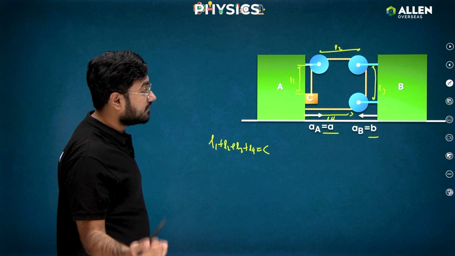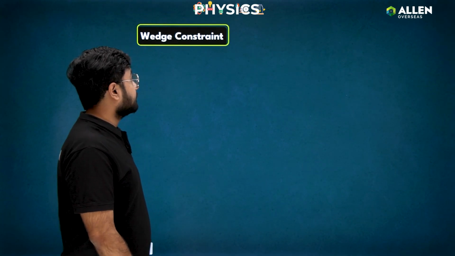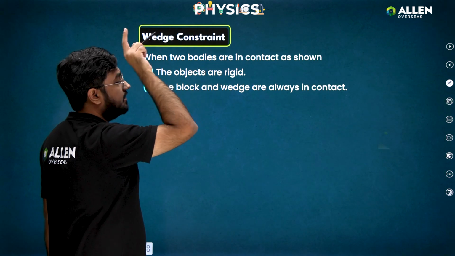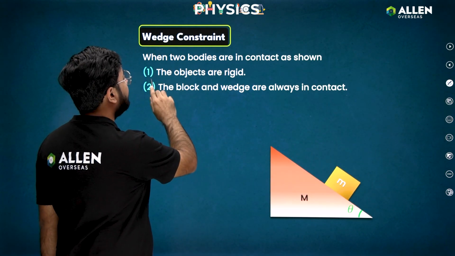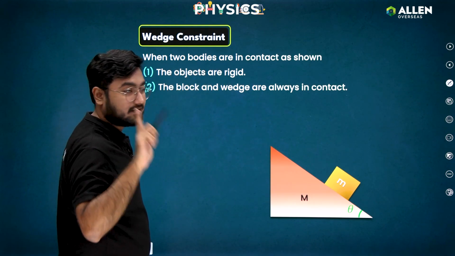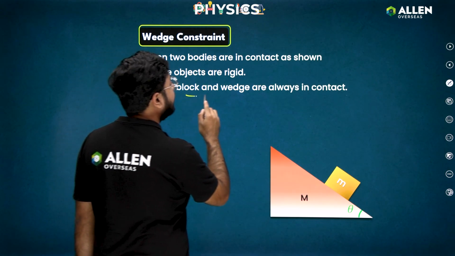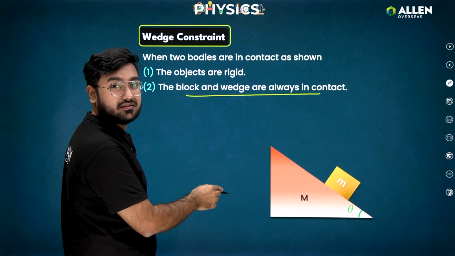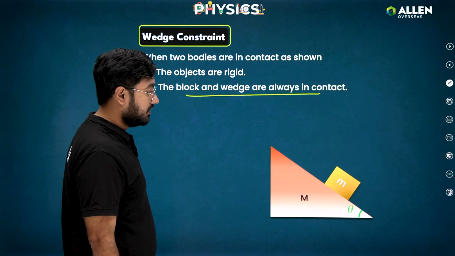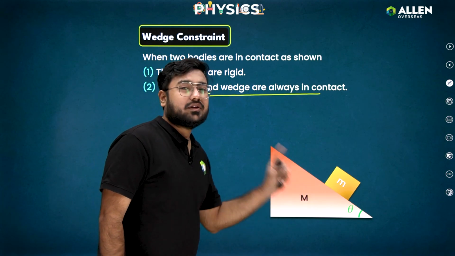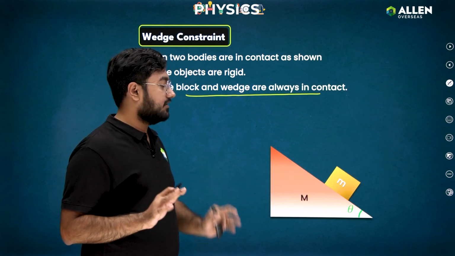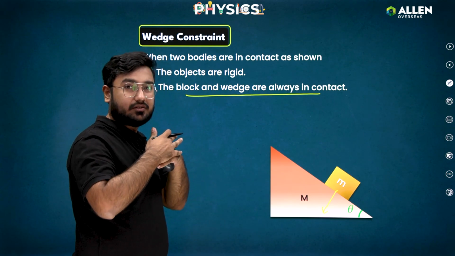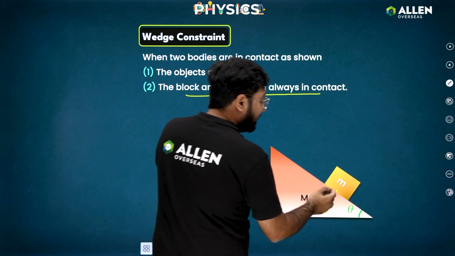Agreed? The next part of the constraint motion is the wedge constraint. Wedge constraint means if two bodies are connected as shown, the objects are rigid. First assumption is the objects are rigid, and the second is the block and wedge are always in contact. So they are moving such that the block and the wedge are always in contact. So you must agree that if they are moving together, the common sense is that whatever will be the velocity in the direction perpendicular to the interface, that is the same for both the blocks.